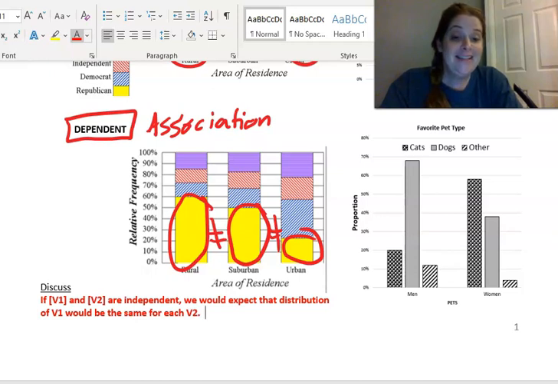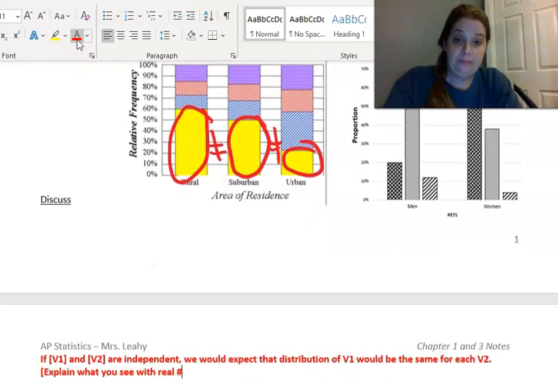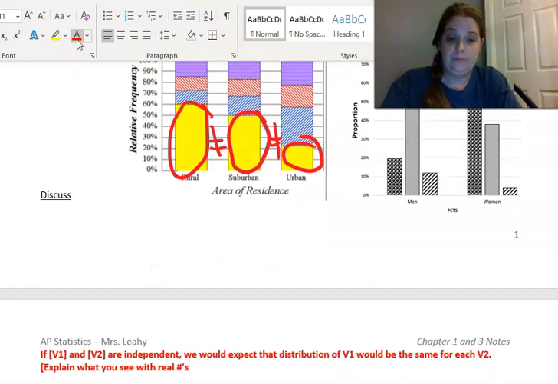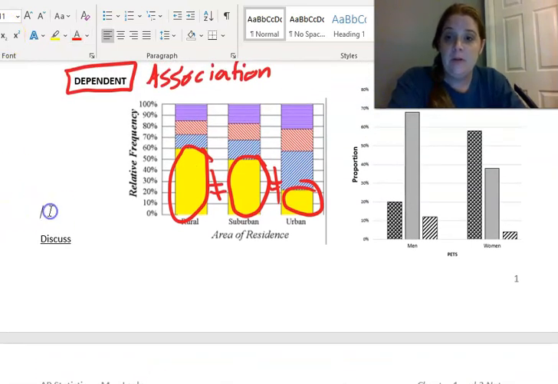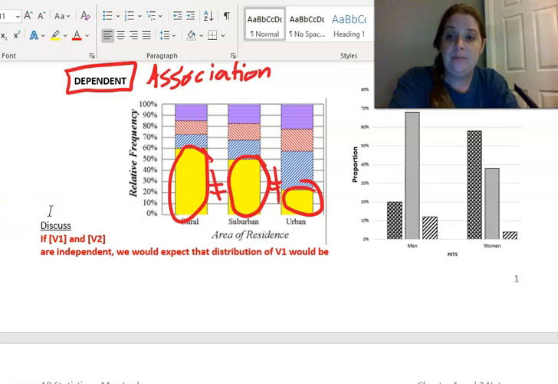Okay, then the next thing you would do is you would basically explain what you see with real numbers. And then finally, you would answer the question, or you would make a decision about what you think is true about independence or association. So let me come up here really quick and see if I can bring that back up to this. All right.